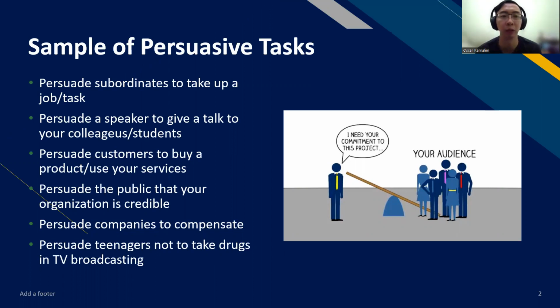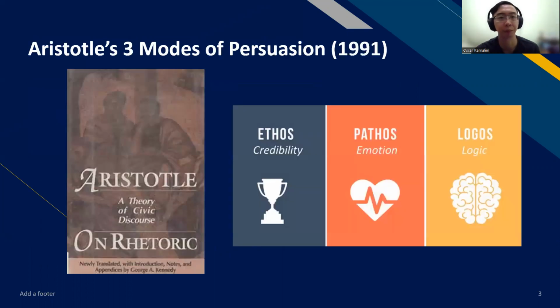For example, you need to persuade subordinates to take up a job or task, or you need to persuade a speaker to give a talk to your colleagues or students. You want to persuade customers to buy a product or use your services, or persuade the public that your organization is credible, persuade companies to compensate, or persuade teenagers not to take drugs in TV broadcasting. So there are many examples of persuasive tasks, and we might need skills to persuade people in those circumstances.